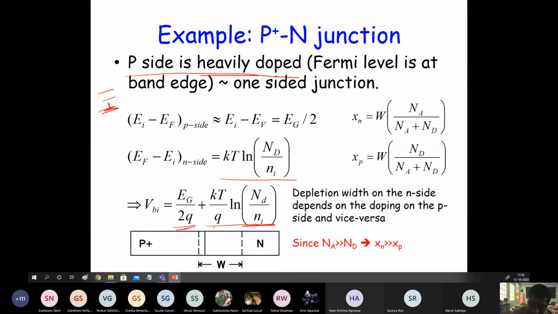And the depletion will be mostly on the side of the low doped material. And that low doped material is basically N here, right? So in N type, most of the depletion will occur here. You can calculate the ratio also, it will be very small.